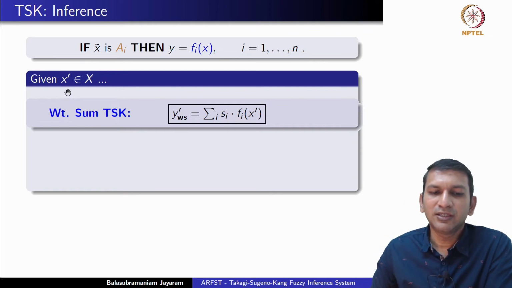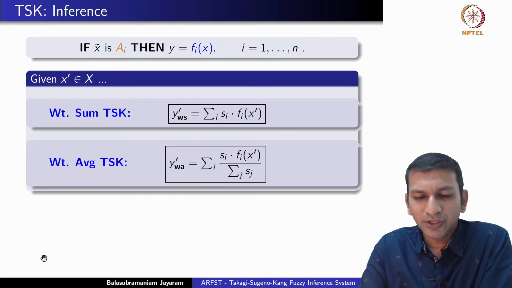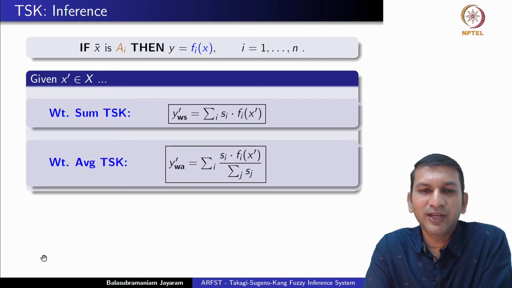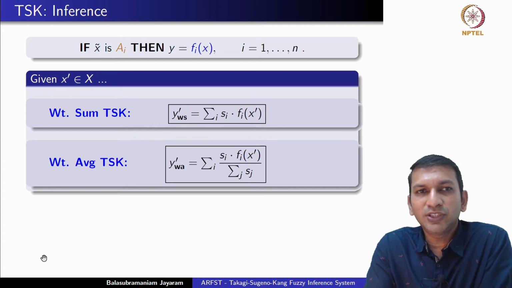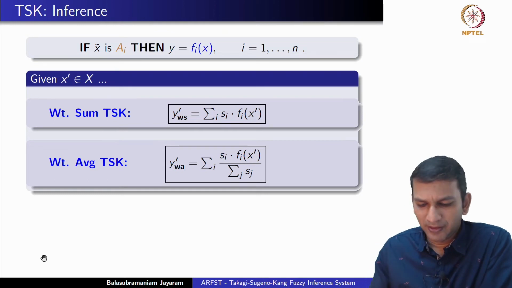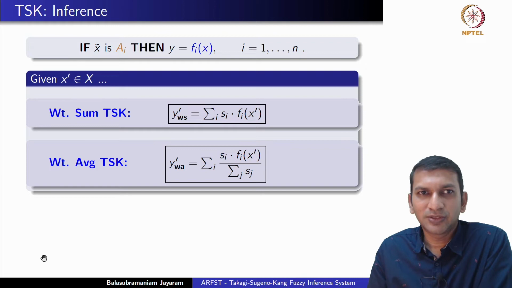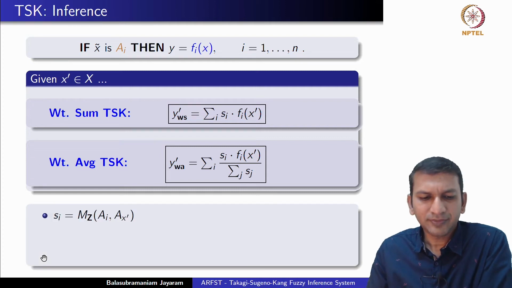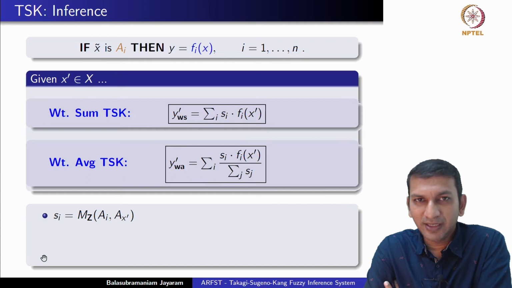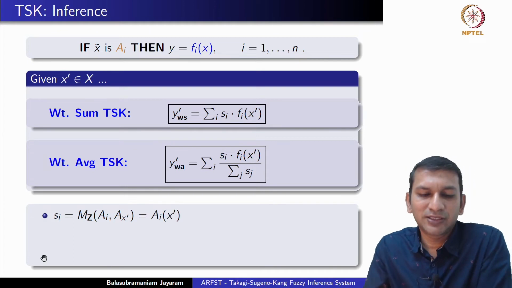Note that we are actually giving just a value x dash from x. In the case of weighted average TSK, all we are going to do is use these similarity values as weights and do a weighted average of these weights with respect to the function values at x dash taken by the consequents of all the rules. So essentially, it's either a weighted sum of the similarity values into the function values at x dash, or the weighted average of the similarity values into the function values at x dash. Note that the si are the similarity values. So typically you could use the MZ function, in which case we know that the similarity si is nothing but the membership value of x dash at Ai.